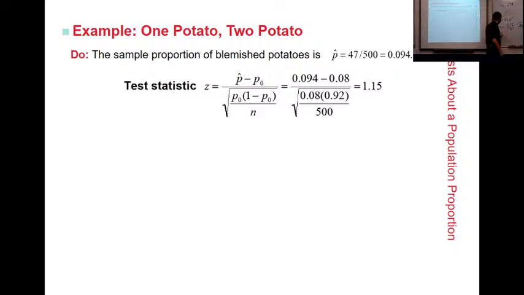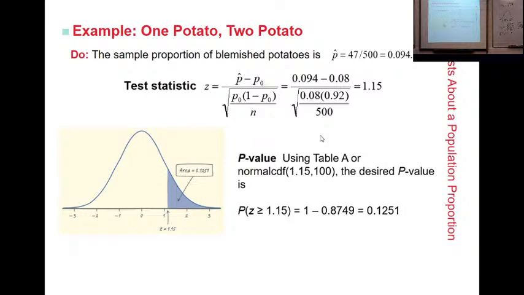So we want the probability that z is greater than 1.15. Since our alternative is that p is greater than 0.08, then the probability that I want is that I get that large an amount having blemishes. So that's the probability that I'm going to find, and the p-value there is going to be 0.1251.